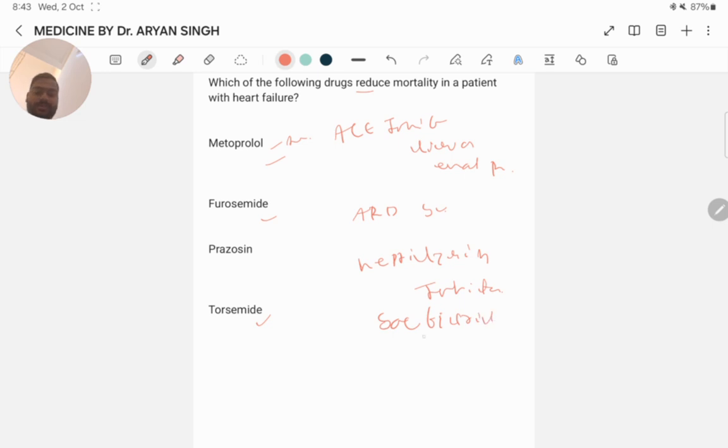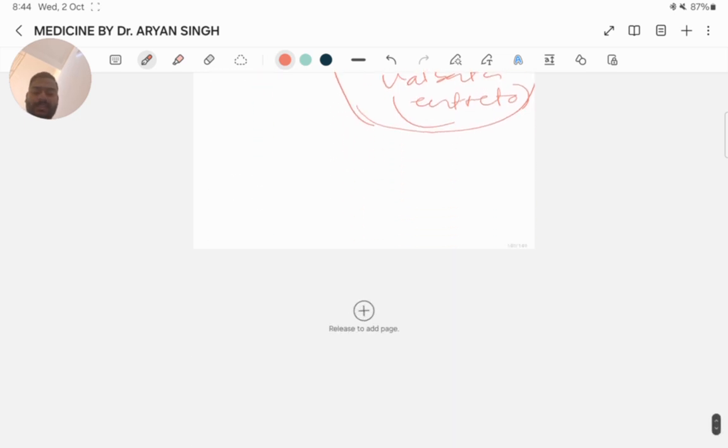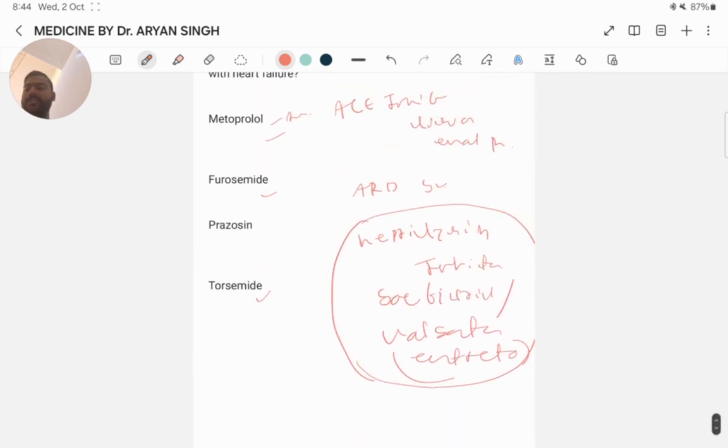Neprilysin inhibitor. Here the sacubitril and valsartan, Entresto is the same. Entresto, sacubitril-valsartan. What is this combination drug that is an ARB and neprilysin inhibitor? So that's all, and keep revising.